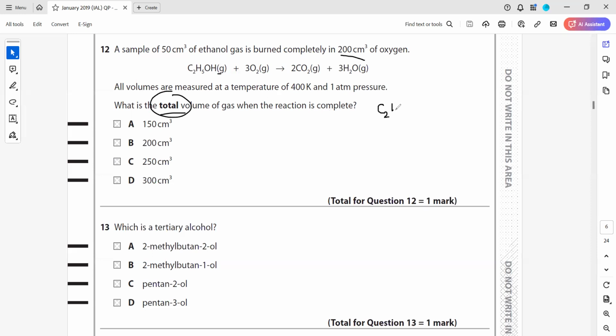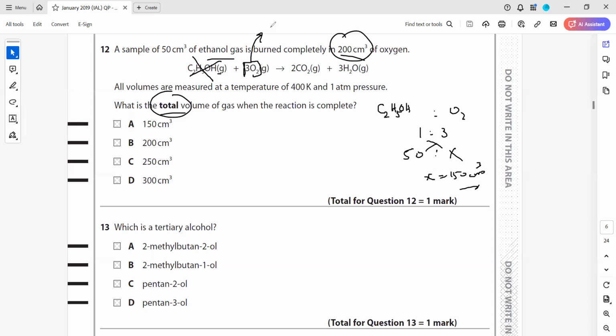If we check C2H5OH and oxygen, the ratio between them is 1:3. 1 mole reacts with 3 moles. So if we have 50 cm cube, because it's a gas, the ratio of the moles and the ratio of volume will be the same. So we can just take the volume ratio, and cross multiply. It means we need 150 cm cube of oxygen, but we have 200 cm cube. So what will happen? This ethanol will be used up completely. And how much oxygen are we left with unreacted?